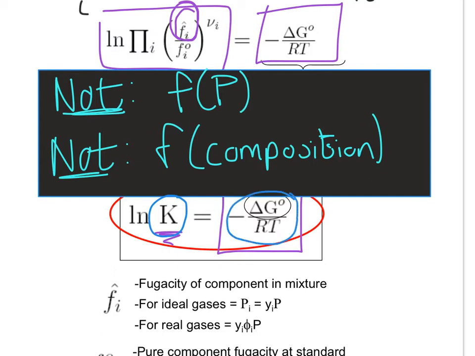It is subsequently not a function of pressure, because this is determined at the standard state pressure, which is 1 atmosphere or 1 bar. It is also not a function of composition. It only needs you to know the stoichiometric coefficients of each of the components in the reacting mixture. It is, however, a function of temperature. This temperature refers to the temperature of your reacting mixture when equilibrium is reached, and you need to determine the standard state Gibbs free energy, which is at 1 atmosphere and 1 bar, but at the reaction temperature.